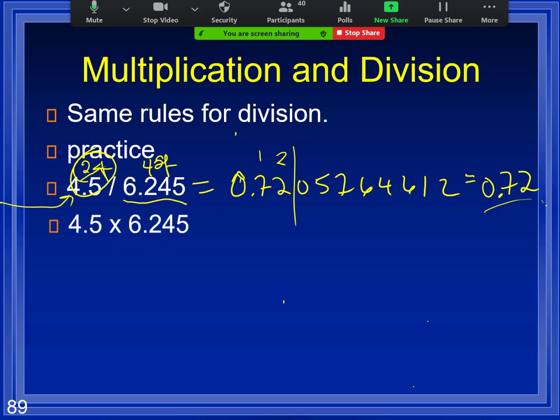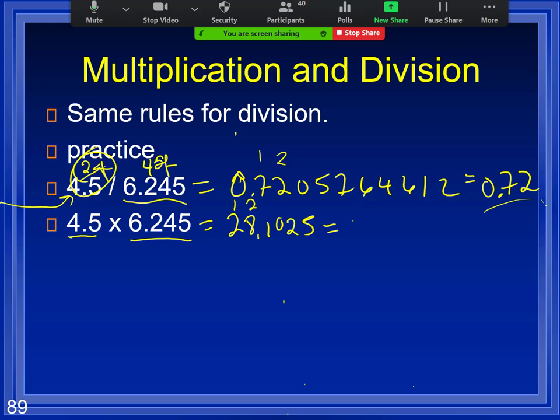What if I multiplied those two numbers instead? If I multiply those two numbers, my calculator gives me 28.1025. But rounding, all right, 4.5 has 2, 6.245 has 4, 2 is smaller than 4. So I get this with 2 sig figs. The first is the 2, the second's the 8. Behind the 8 there's a 1. I leave it alone, and I get 28.